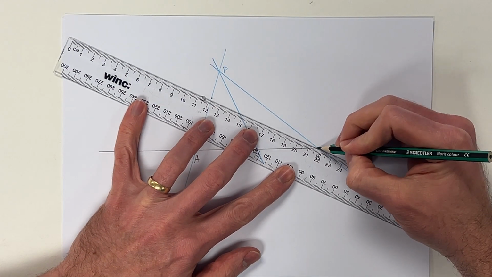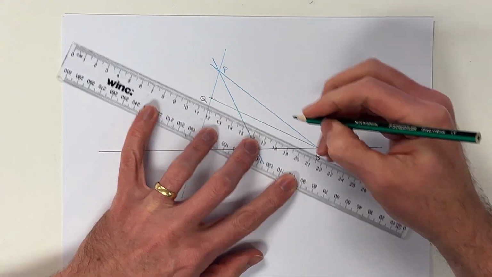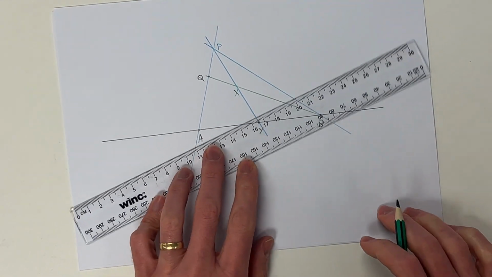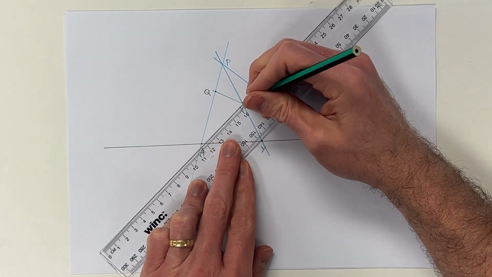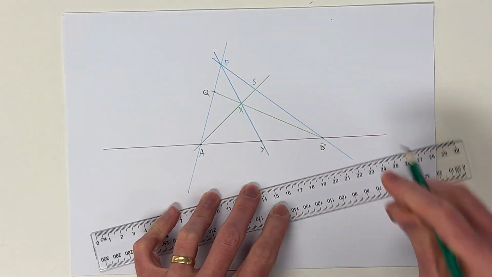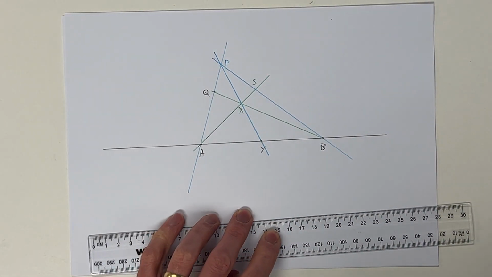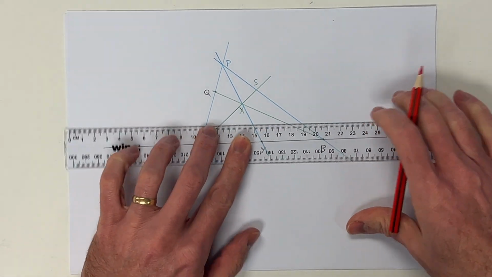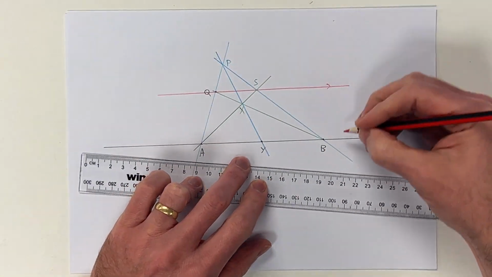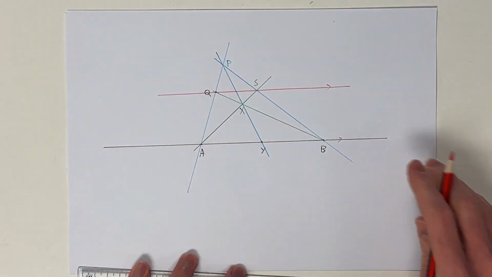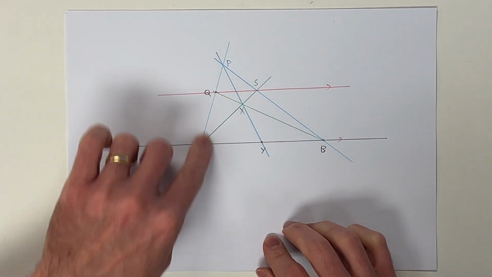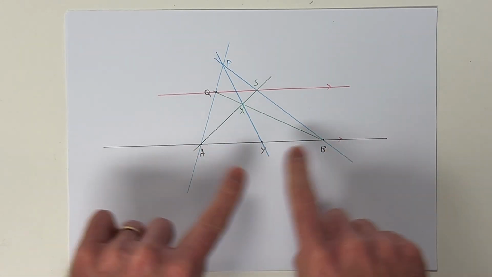Now I'm going to do QB. And that's going to meet here in X. And now I'm going to do AX. That's going to meet here in S. And now the parallel line I want is QS. Now you really can choose any point on QA, and it doesn't actually matter which order you put these in.